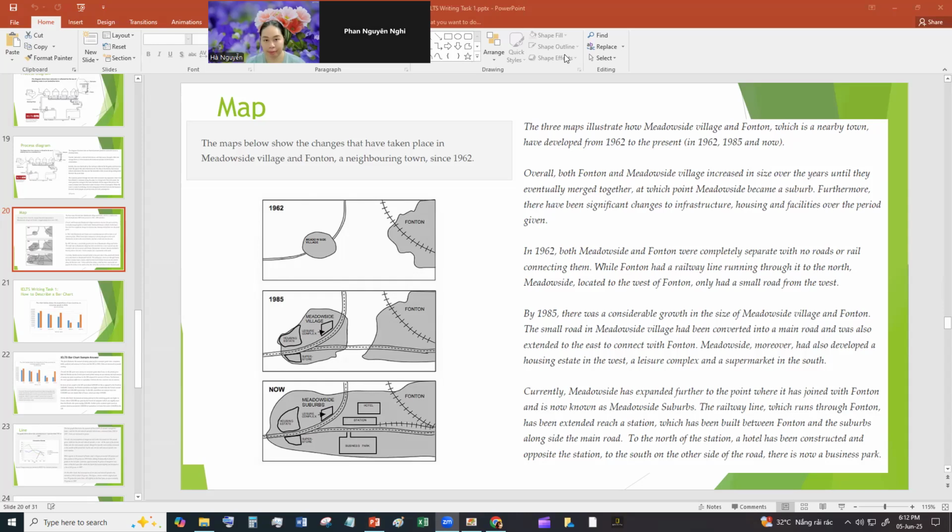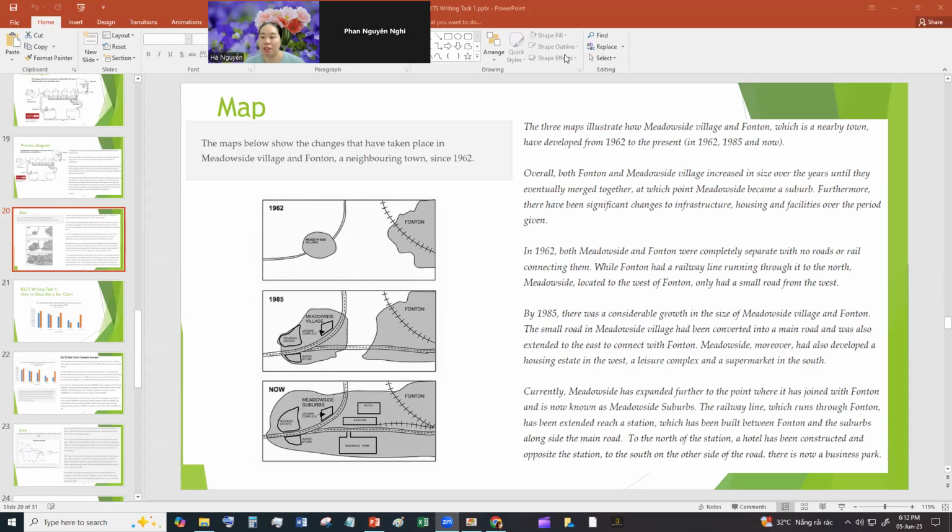The first sentence tells us that there are changes between the first phase, 1962, and now. So the first sentence is an overview of the main features of the changes. Both of the villages increased in size and merged together, and Meadowside became a suburb. So you see, in one sentence, you can summarize the whole change.